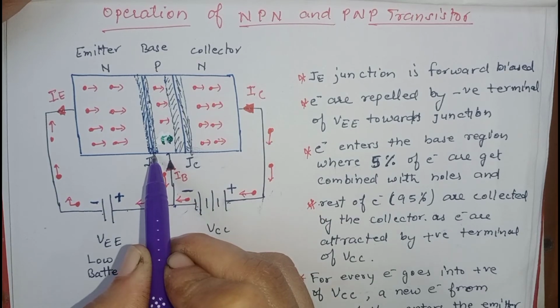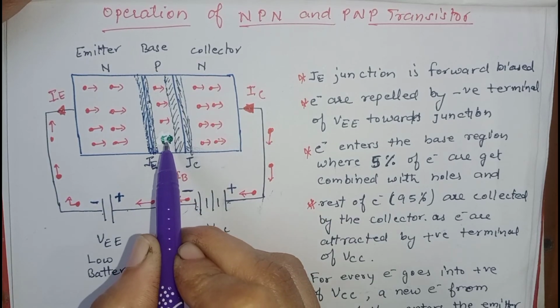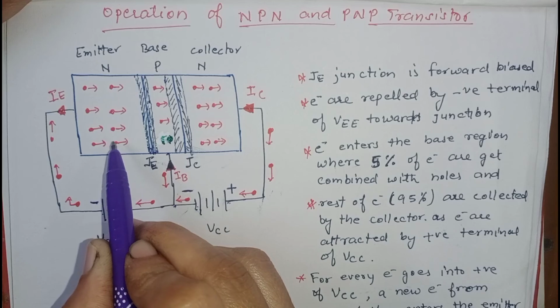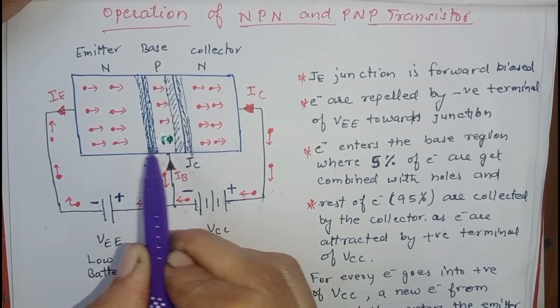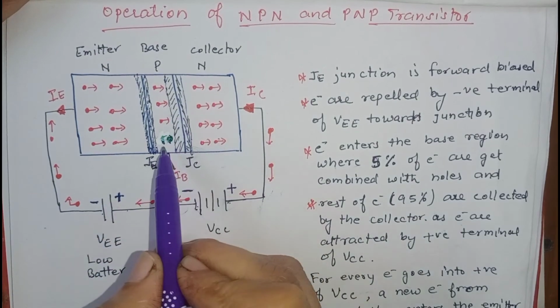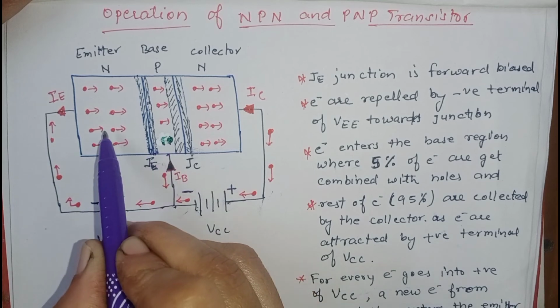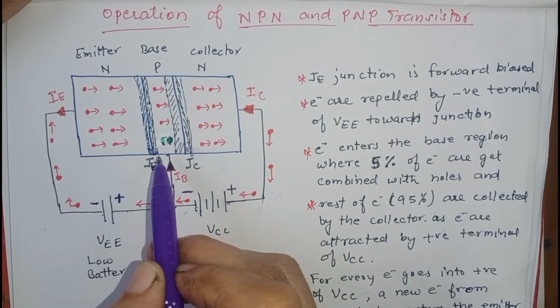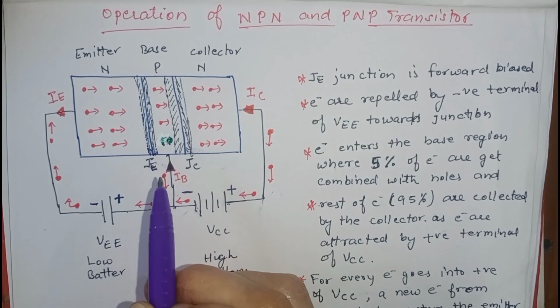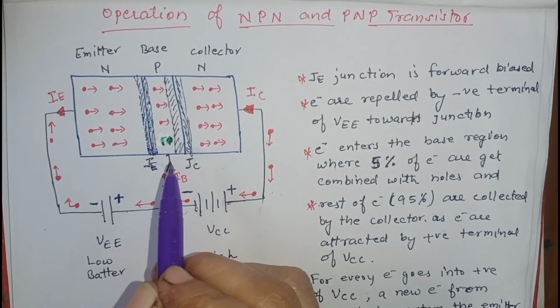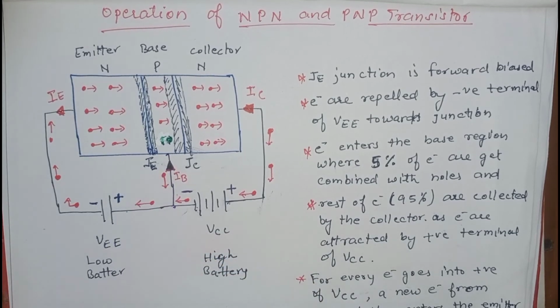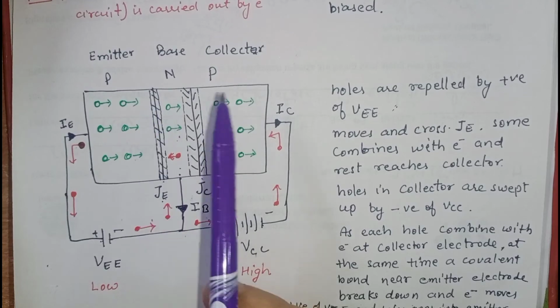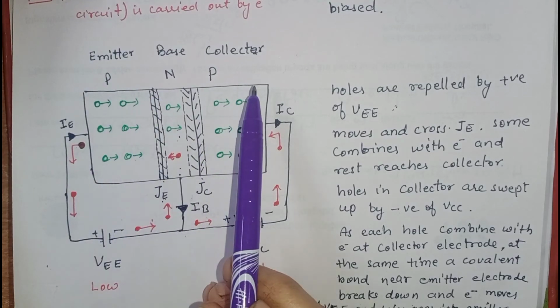Because this junction is forward bias, holes from the P region also move towards the emitter region. These constitute the hole current. But because they are very few compared to the electrons, this hole current is very small, so it can be neglected for all practical purposes. Now we will discuss the operation of PNP transistor.